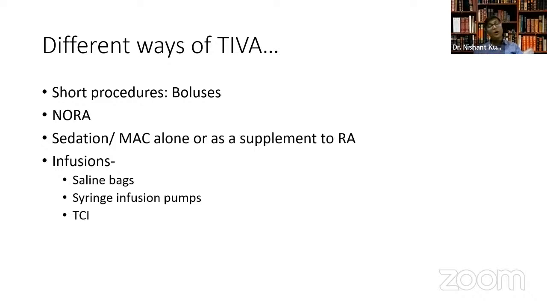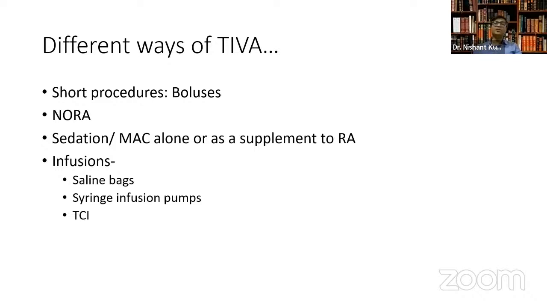Syringe infusion pumps. How many have used the Goldman vaporizer? 1, 2, 3. A fixed rate. You don't know how much is going. That is your syringe infusion pump. You've started with 200 microgram per kg per minute, then you come down to 150, then you come down to 100. But you don't know what exactly is the plasma concentration or the effect site concentration in the body. That is what you are giving.